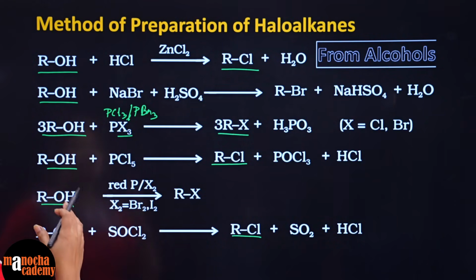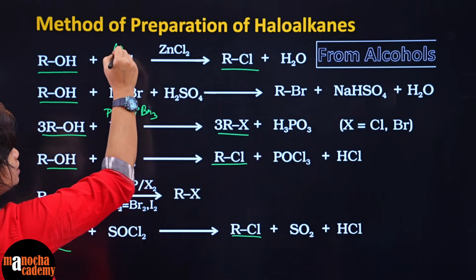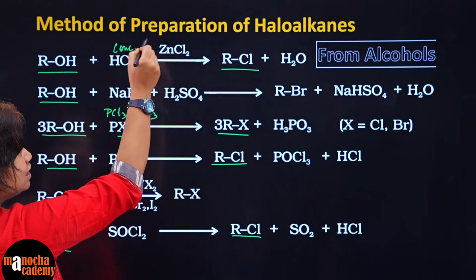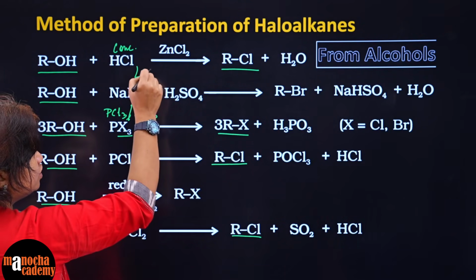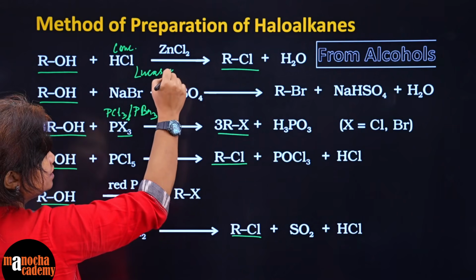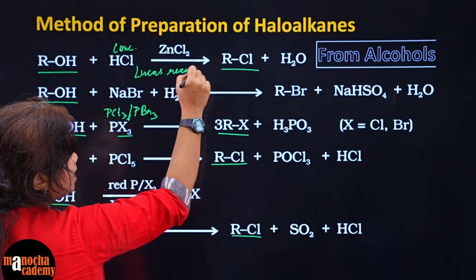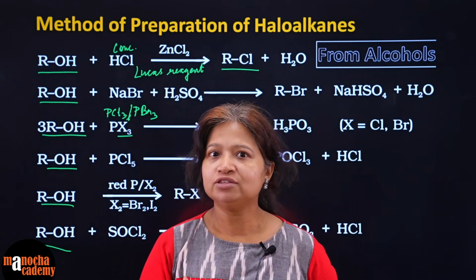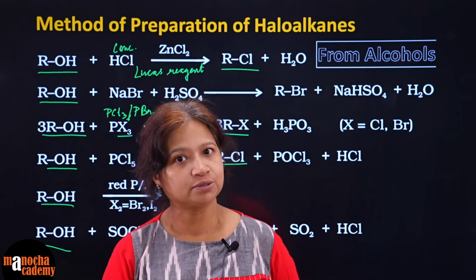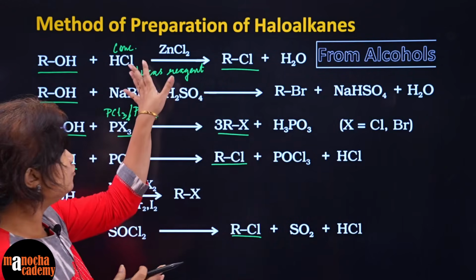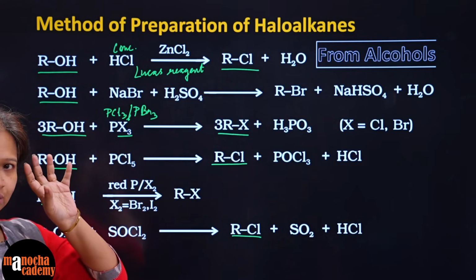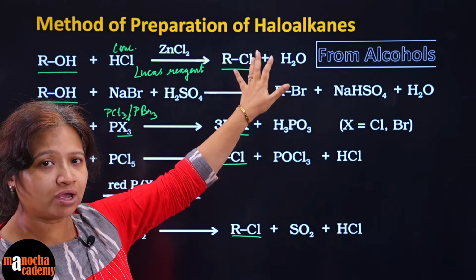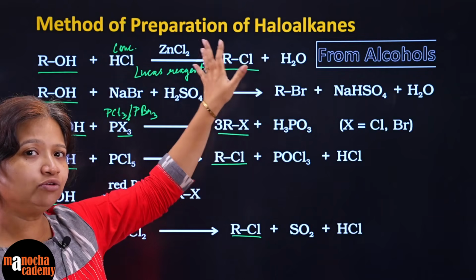So the first reagent is concentrated sulfuric acid and zinc chloride. The combination of concentrated sulfuric acid and zinc chloride is called Lucas reagent. We deal with it in detail in the alcohol chapter. Why do I tell you? Because Lucas reagent is actually used to distinguish between primary, secondary and tertiary alcohol, which we will be doing in the next chapter. So you take an alcohol, if you want to convert to the corresponding chloroalkane, you can use this.